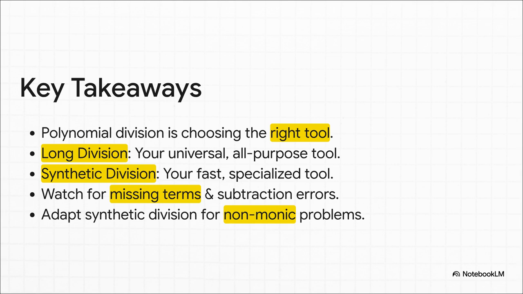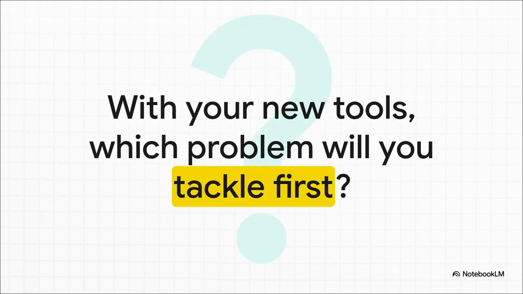So let's wrap this all up. The big idea here is that polynomial division isn't just one thing. It's about choosing the right tool. You've got your universal wrench, long division. You've got your specialized power drill, synthetic division. You know the 2 biggest mistakes to watch out for, the subtraction sign and the missing terms. And now you've even got a cool hack to make your power drill work on more problems. You're all set. So we've kind of demystified the whole process, right? You have the tools, you have the strategies. The only question left is, what problem are you going to go tackle first?